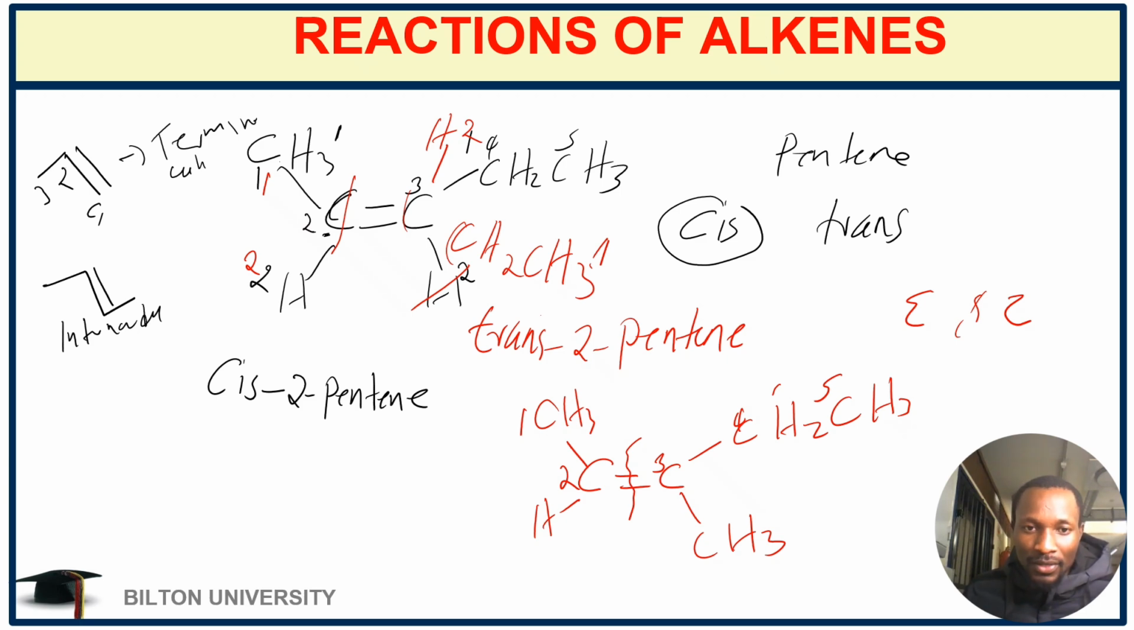Now if we look at the carbon on the left, you can realize that this is the first priority, and this is the second priority. And if we look at carbon number 3, we have this priority number 1 and this is number 2. So now you can see that on this carbon we have the ethyl group on the top and the methyl group down here. So now if you look, you realize that the higher priorities are on the same side, on the top side.